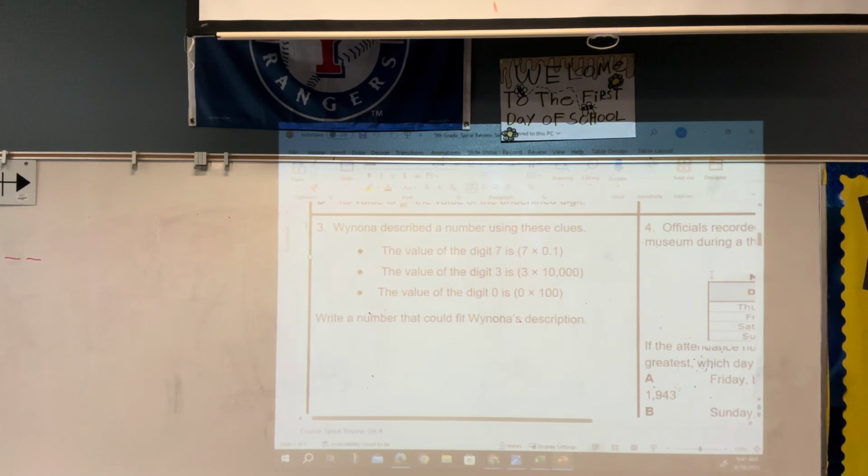SPA Review 1, problem number 3. Wynonna described a number using these clues. The value of the digit 7 is 7 times 1/10. The value of the digit 3 is 3 times 10,000. The value of the digit 0 is 0 times 100. Write a number that could fit in Wynonna's description.